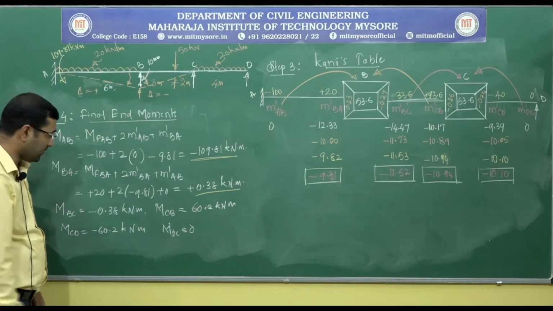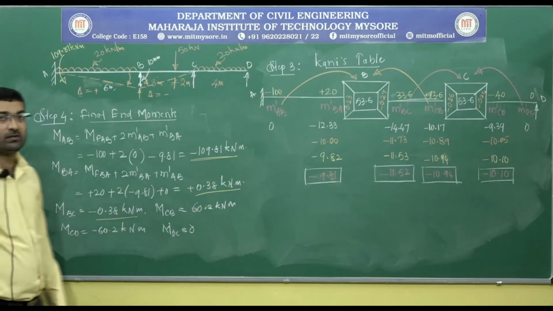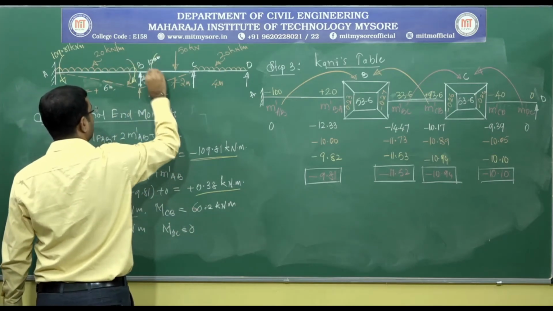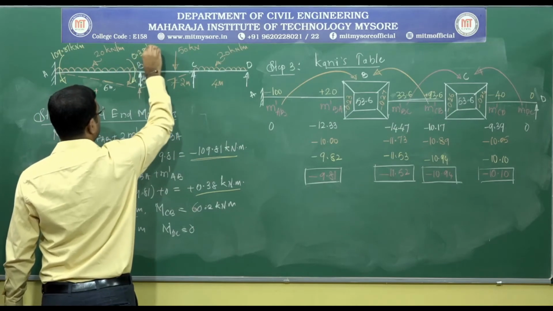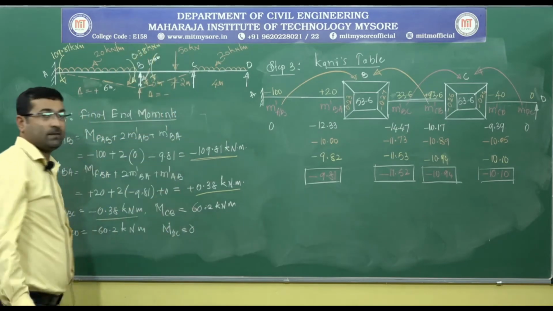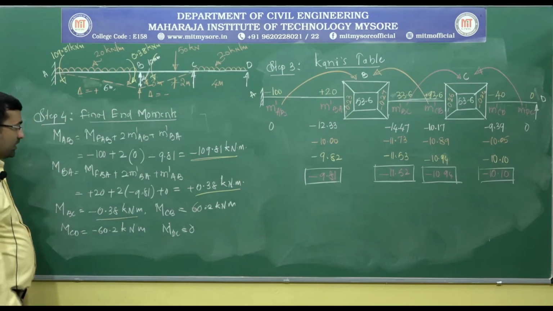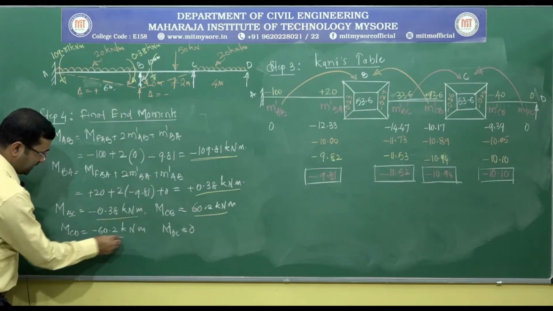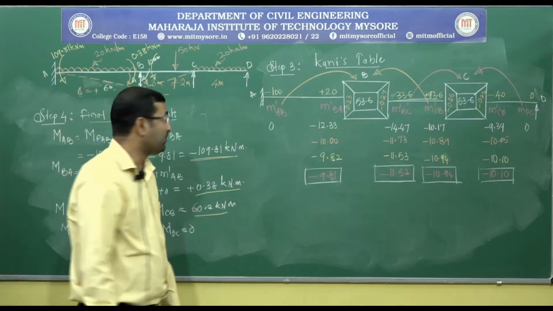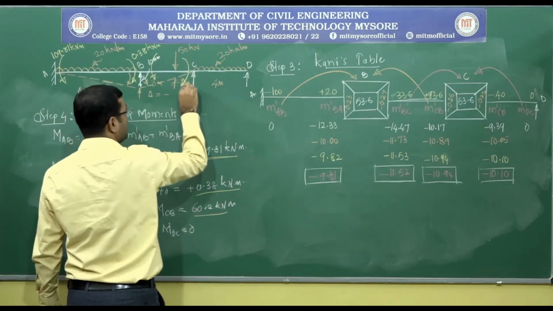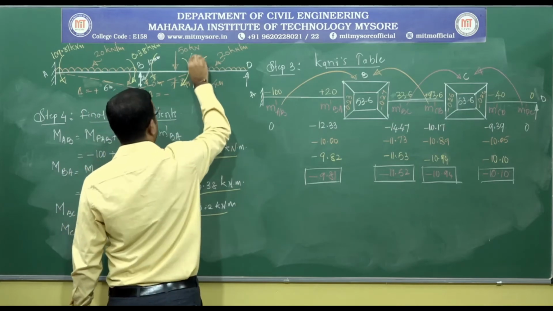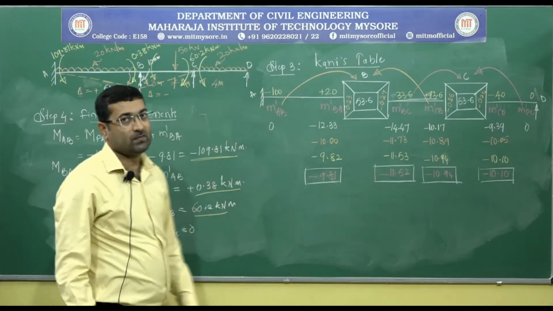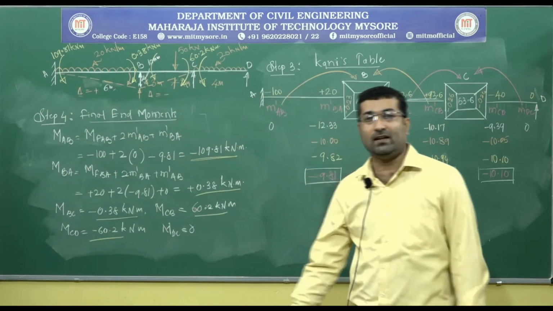0.38 as clockwise moment and minus 0.38 for BC. So, one is clockwise and this is clockwise and this is anti-clockwise. Its magnitude is 0.38 kilonewton meter, right. And for C joint, you can see MCB is plus and MCD it is minus 60.2. So, plus indicates it is clockwise, minus indicates anti-clockwise. So, it is 60.2 kilonewton meter, and at D the moment is 0, no need to represent anything.